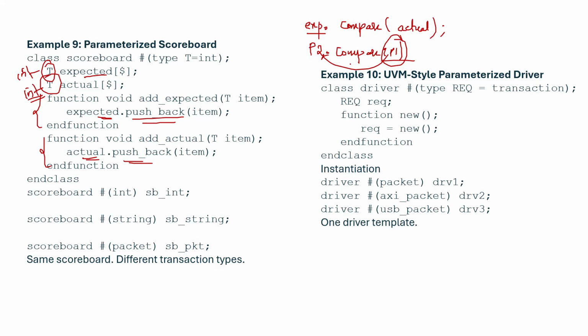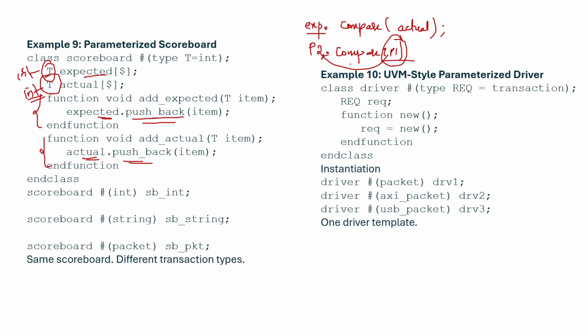Understood, right? So in UVM style, we can also use parameterized classes. Why are these parameterized classes used? In UVM, the sequence item is the transaction class.